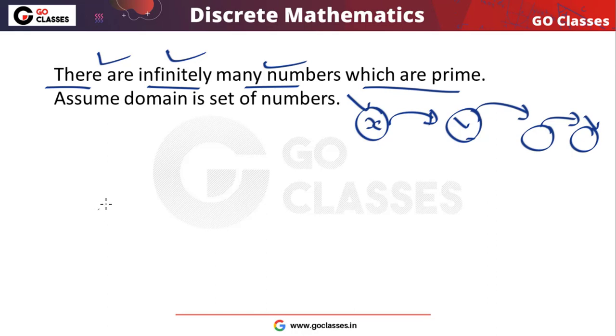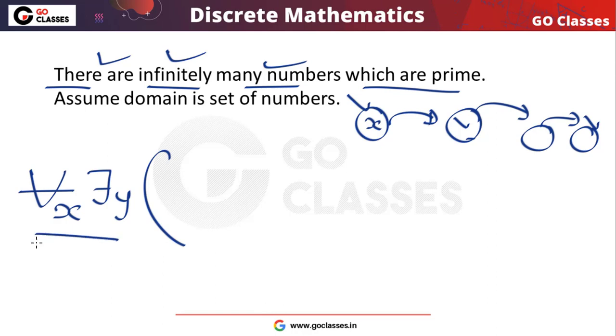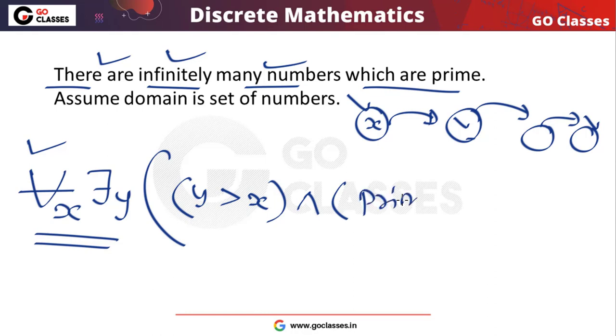So I can say that for all x, there exists a y. For every number x there exists a y such that this y is greater than x, and this y must be prime. So this is how you can convert. Very simple. For every number there exists a greater prime number. This is what I am saying. For all x, whatever number you take, there must be a greater prime number.